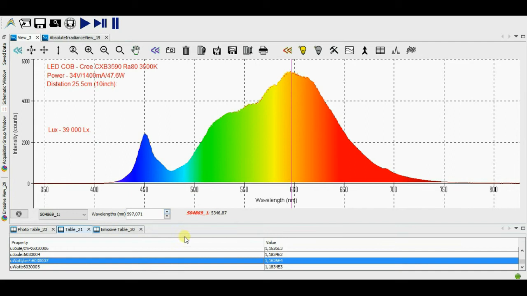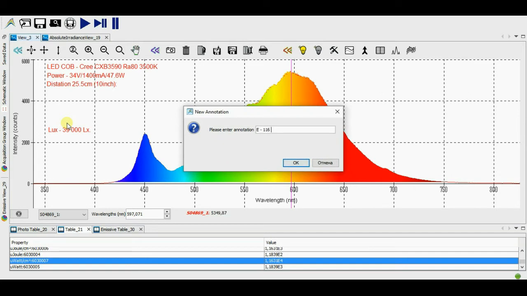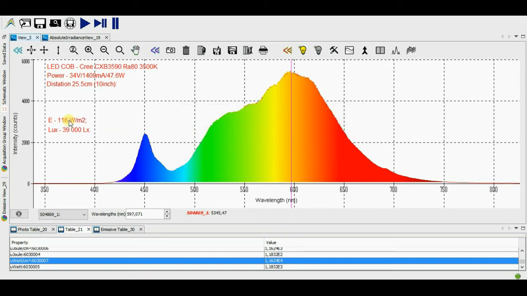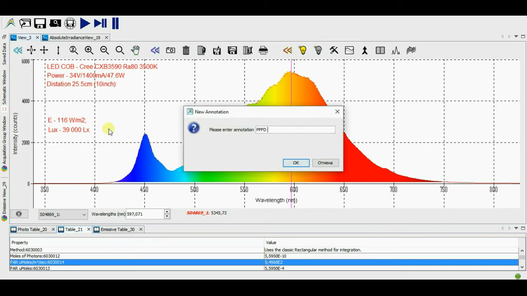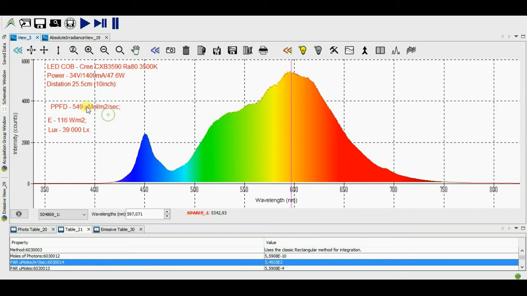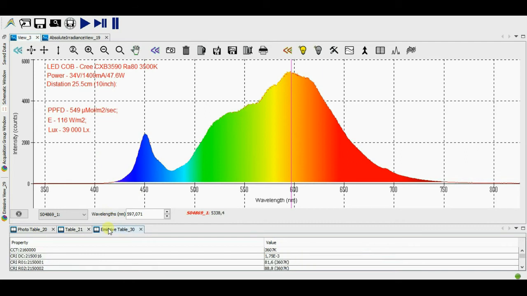Light flux energy is 160 watt per square meter. And the most important parameter is PPFD, the number of photons per square meter per second. It equals to 549 micromole per square meter per second. So, the main array parameters are known. Let's get down to additional test cases.